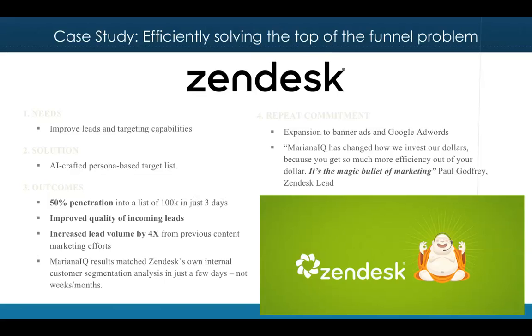First, we were able to reach 50% of this 100K list in just 3 days. Because we found the individuals on Facebook, and Facebook being a high interaction channel, we could identify and reach these people at a very rapid rate, something that you would not be able to do on very many other channels. Secondly, we were able to increase the lead volume by 4 times while preserving and improving the quality of leads.